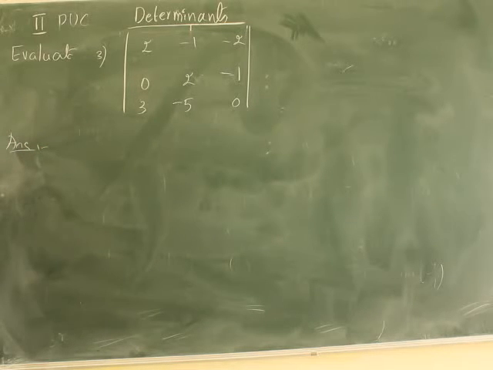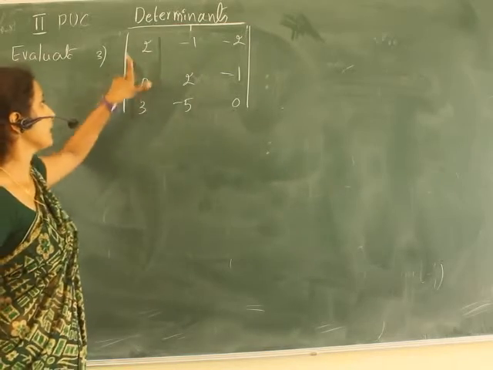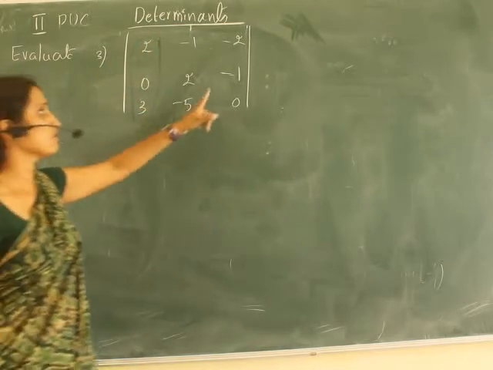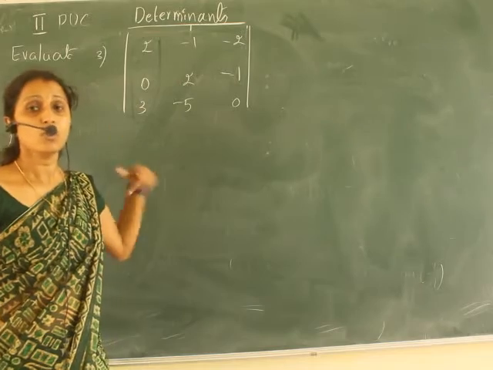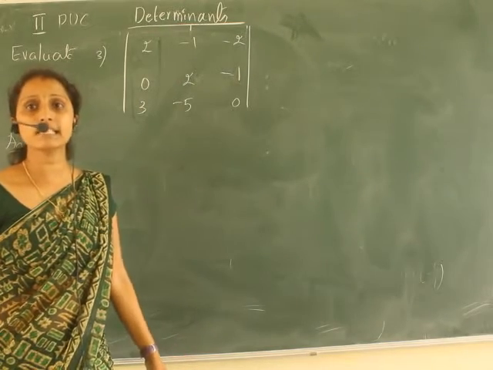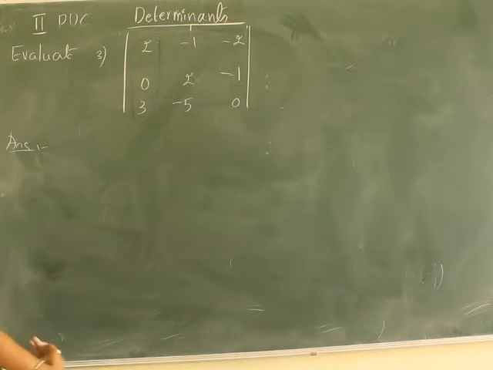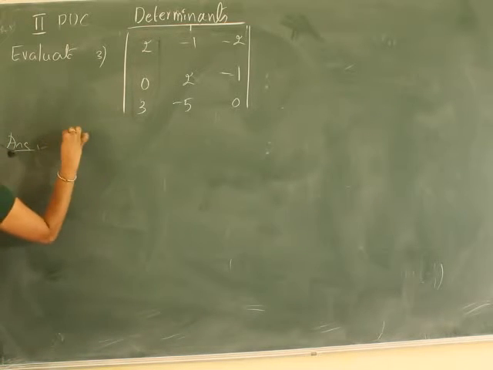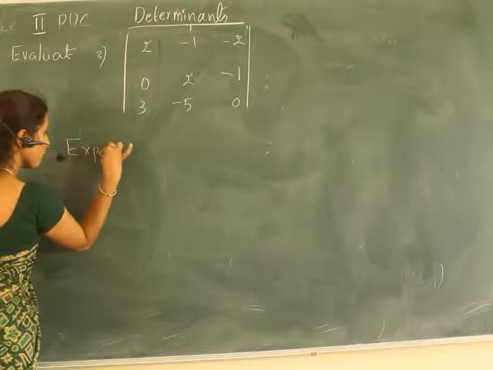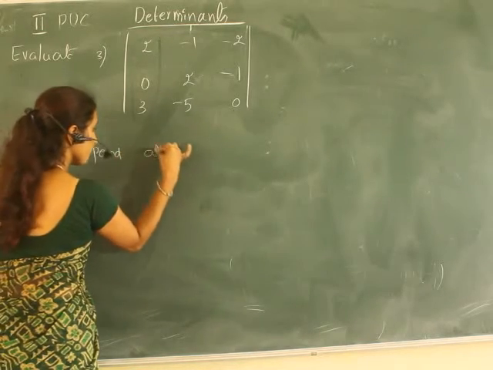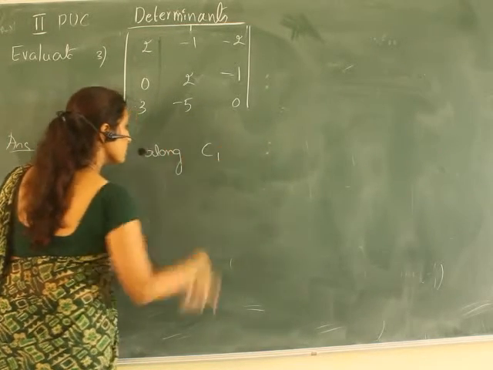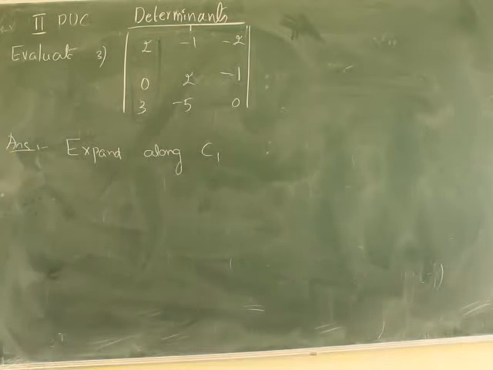So for a 3 by 3 matrix, we have to expand along rows or along columns. What I'll do is go for column C1 because it contains a 0, or I can go for column C3 because that also contains a 0. If 0 is there, then it will be easy to multiply. So I'll go for C1. Expand along column C1.